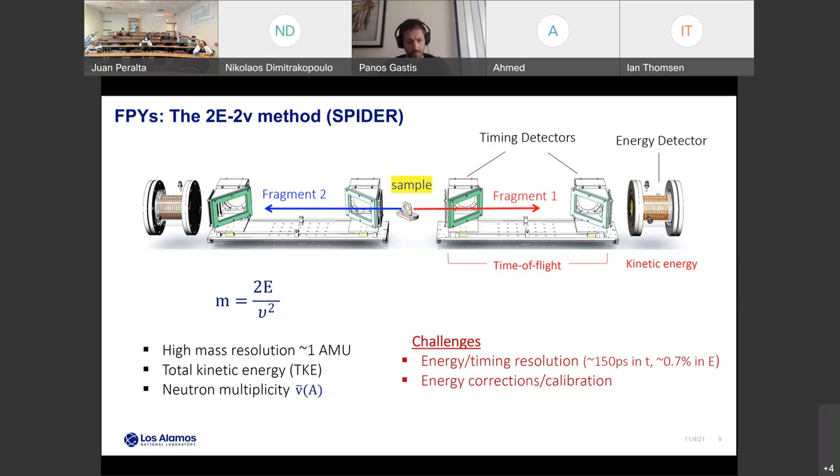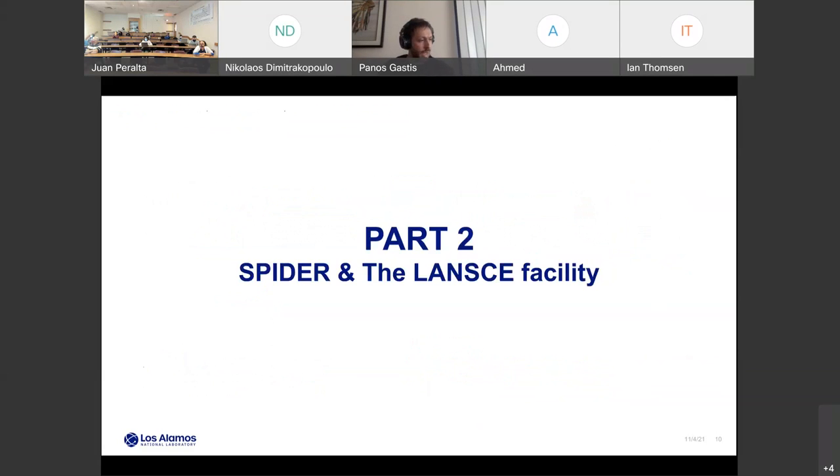Now, of course, there is no technique that is perfect. There are always disadvantages and some challenges that we face when we use this method. One has to do with the energy and timing resolution, which have to be as high as possible. In principle, the detector system that we use offers the resolution that we want, but to achieve this in practice is not an easy task. Another challenge has to do with the energy corrections and the calibrations that are very important in the extraction of mass. I'm not going to go into more detail now. I'm going to come back to this in the third part of the presentation, where I will discuss in more detail what these challenges are and how we overcome them in SPIDER. So this is where the first part ends.